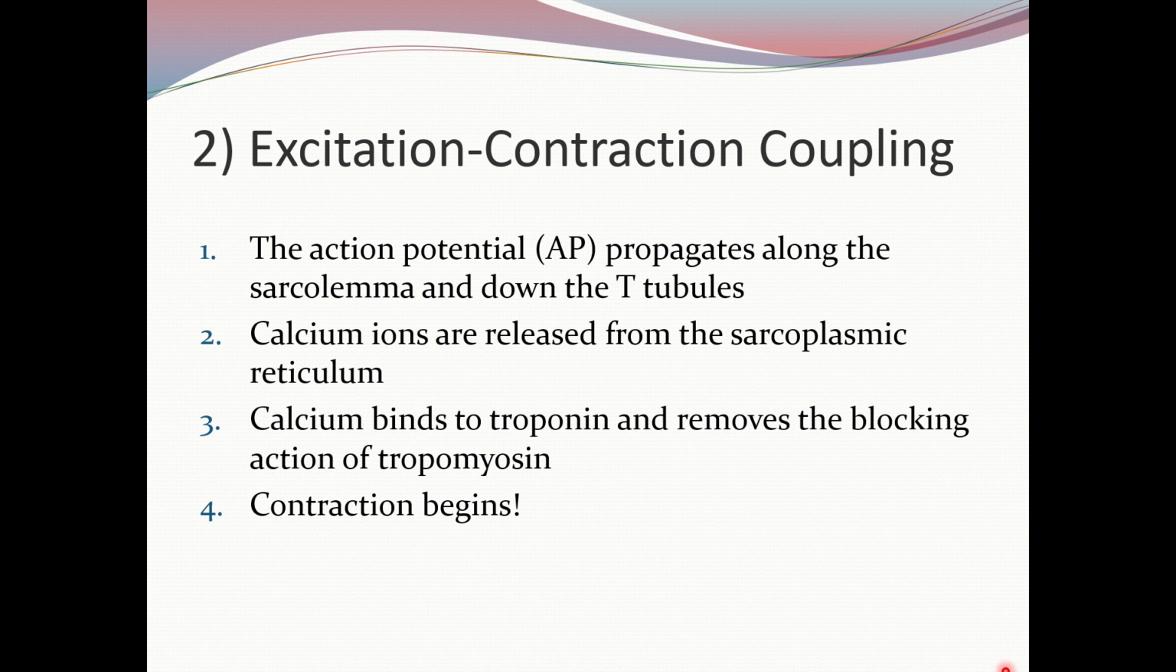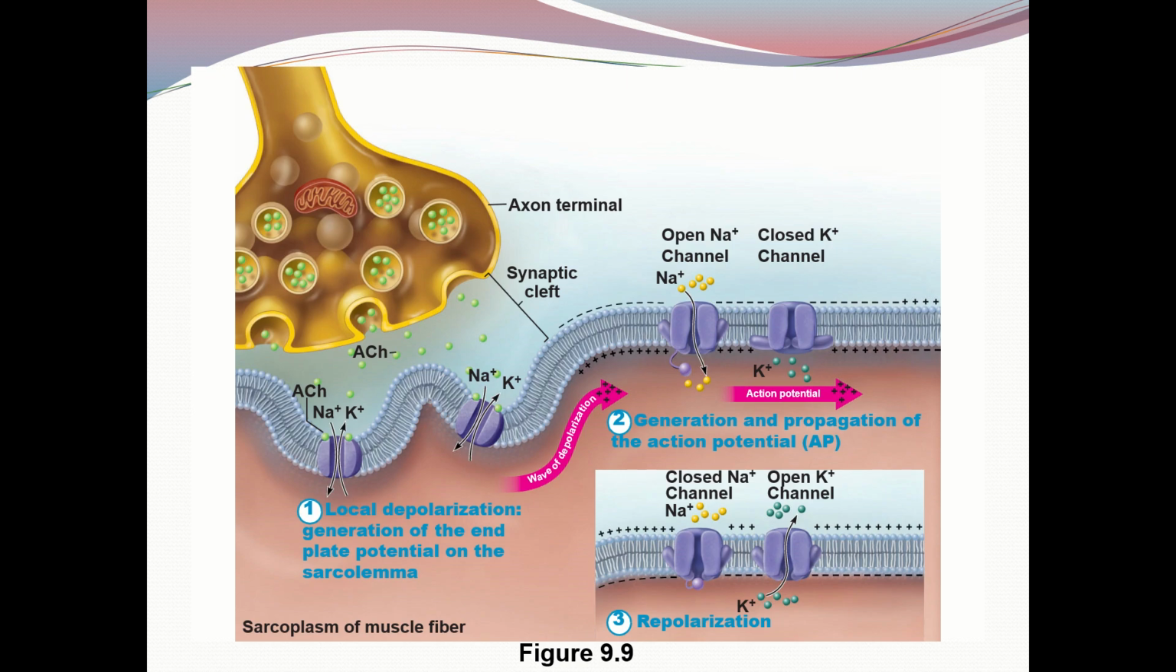So once the action potential is propagated, excitation-contraction coupling can occur. So number one, the action potential propagates along the sarcolemma and down the T-tubules. Number two, calcium ions are released from the sarcoplasmic reticulum. Number 3, calcium binds to troponin and removes the blocking action of tropomyosin. And number 4, contraction begins as a crossbridge cycle occurs.